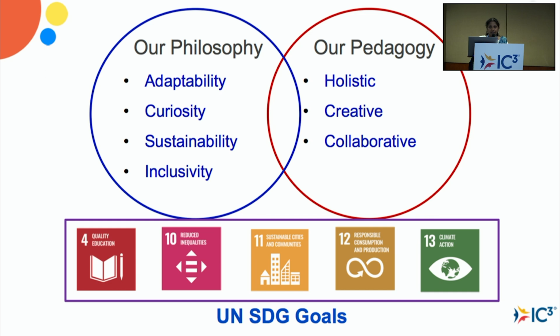We follow Cambridge affiliation and also open school curriculum in our school. And 40% of our students are actually from underprivileged backgrounds. So I'll be talking more about how we do a lot of things related to sustainability in everyday activity in our school. The philosophy of our school is about adaptability, curiosity, sustainability, and inclusivity. And we focus on holistic, creative, and collaborative activities. I'm proud and humble to say that we have integrated 5 of the SDG goals in our curriculum so far, and we expect to keep adding more in the future.